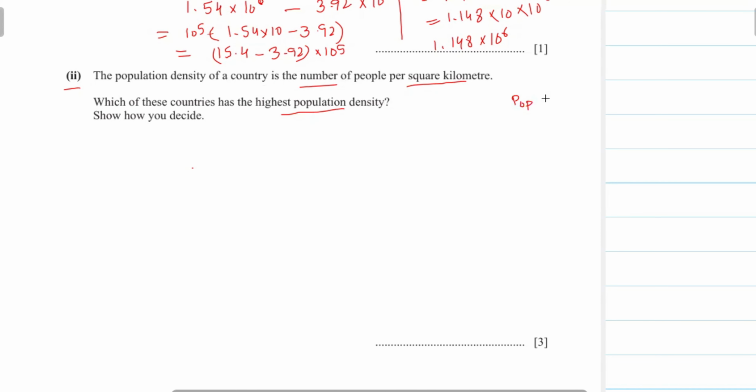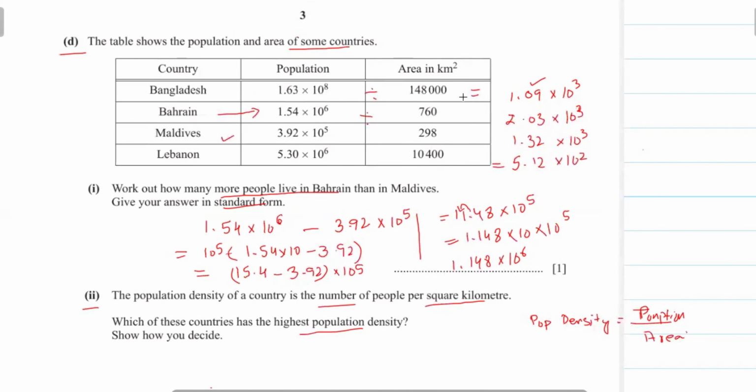The population density formula is total population divided by area. This will be equal to population density. We find it by dividing the population by area. For the first one, Bangladesh: 1.63 multiplied by 10 to the power 8, divided by 148,000, we get 1.09 times 10 to the power 3. This is the population density.